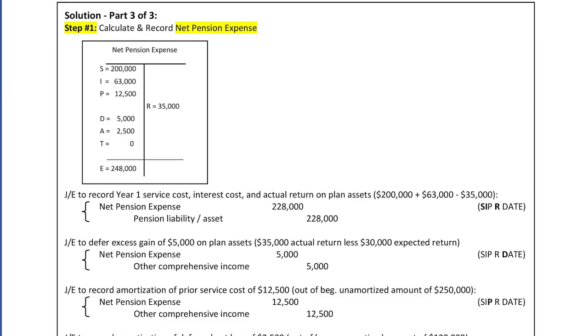So looking at the first journal entry there, where we have net pension expense debit and the pension liability credit. That is 200,000 of S, that's service cost, plus 63,000 of I, interest cost, less $35,000 actual returns. So right there, S plus I minus R.